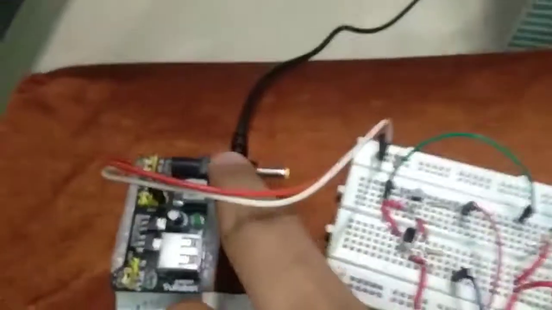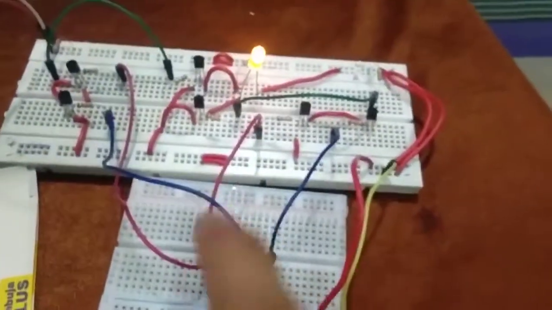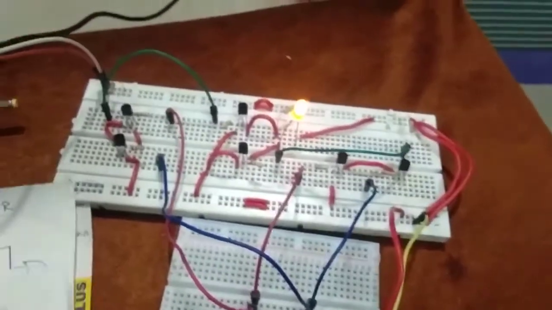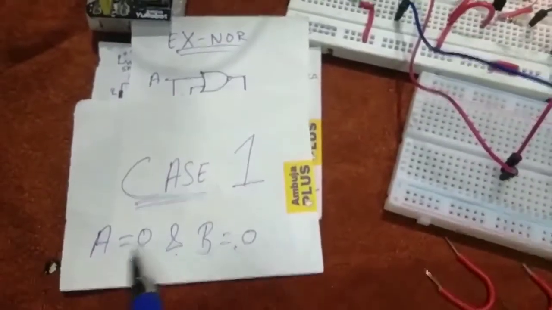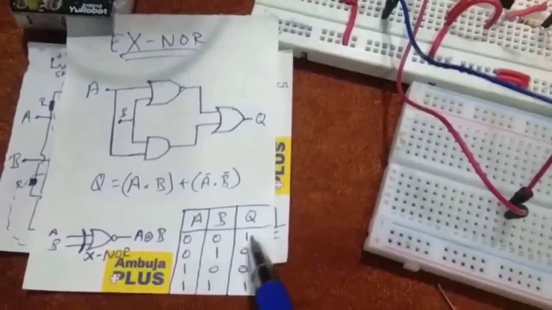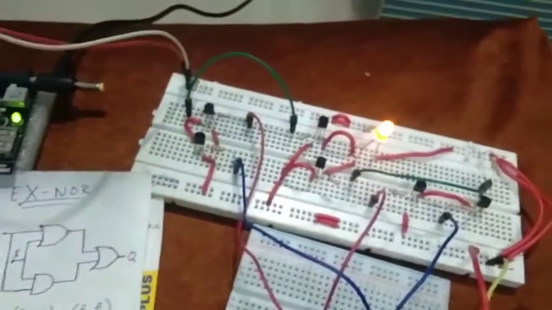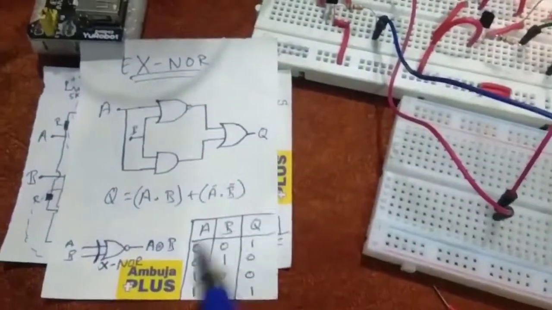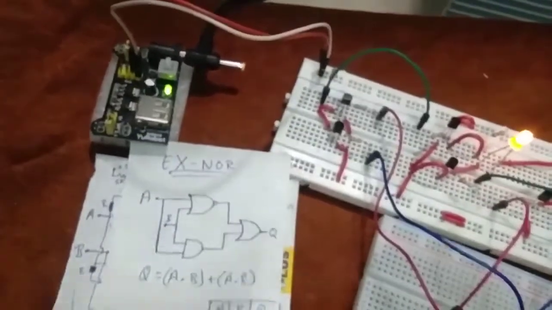And when I turn this switch on, here you can see the LED is glowing. So for this case, whenever A and B both the inputs are 0, the output should be 1, that is the LED should be high, and here the LED is high. So the first case here is true till now. So let's jump to the second case.